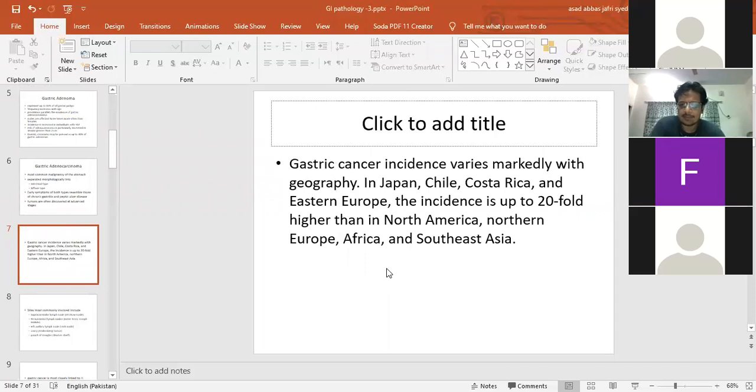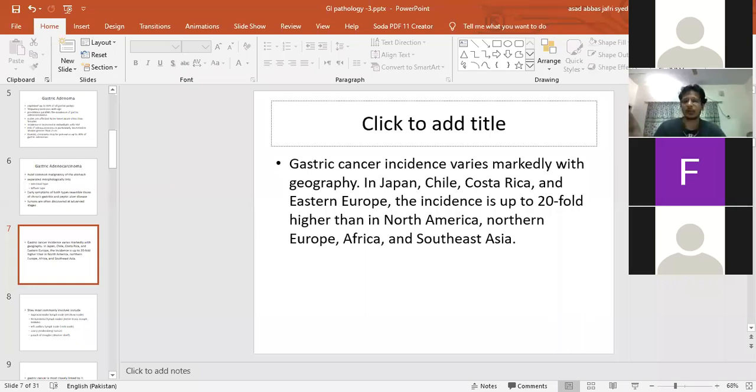Gastric cancer incidence varies markedly with geography. In Japan, Chile, Costa Rica, and Eastern Europe, the incidence is up to 20-fold higher than in North America, Northern Europe, Africa, and South Asia. So this marked distribution helps us understand that probably there's a genetic as well as an environmental factor to the incidence of gastric carcinoma.